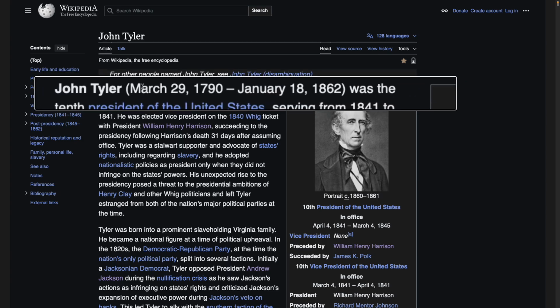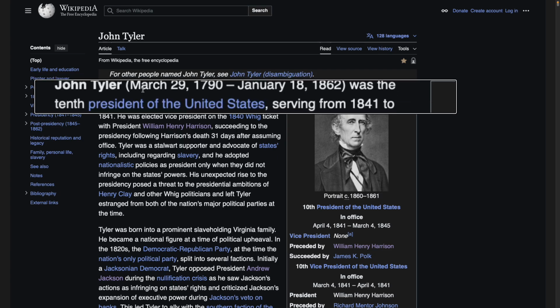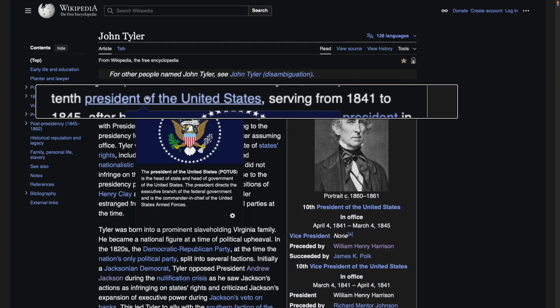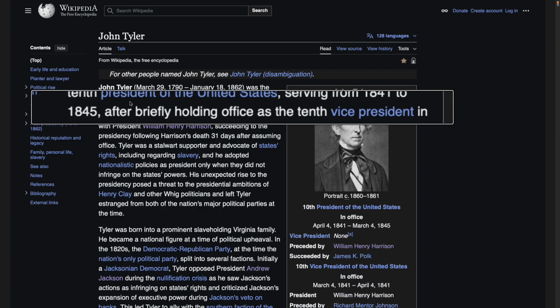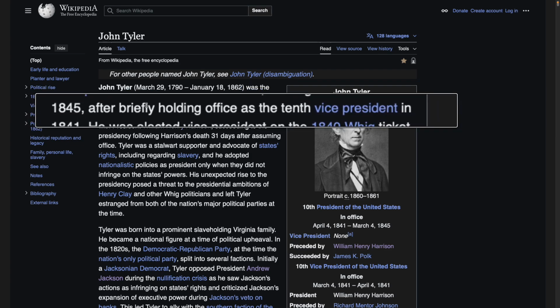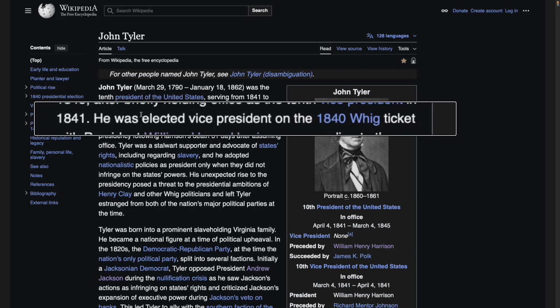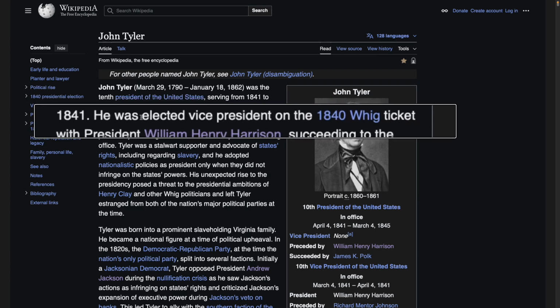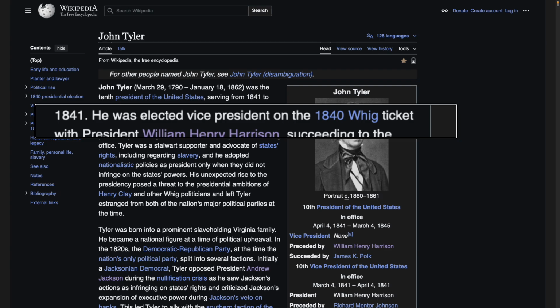Let's go. So John Tyler was the 10th president of the United States, serving from 1841 to 1845 after briefly holding office as the 10th vice president in '41. He was elected vice president on the '40 Whig ticket. We have Whigs. Forget Democrats, Republicans. This is the 1840s, towards the middle of the 19th century, and there is a Whig party.